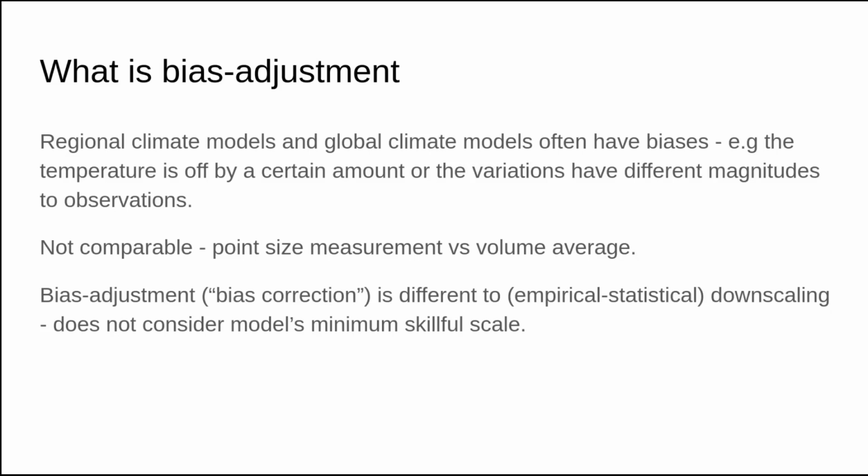So the bias adjustment is a way of trying to make the models look like what we actually observe, and the bias adjustment is different to empirical statistical downscaling because the downscaling grabs the large scale that the models are able to simulate and its dependency to the local scale to actually infer what the local scale is, whereas the bias correction takes the point size of the model, which is basically on a smaller scale than the models are able to simulate realistically, and makes a correction to that.